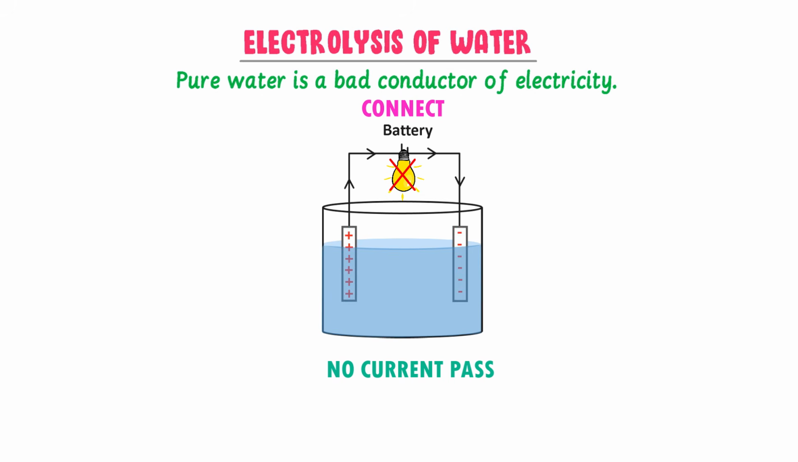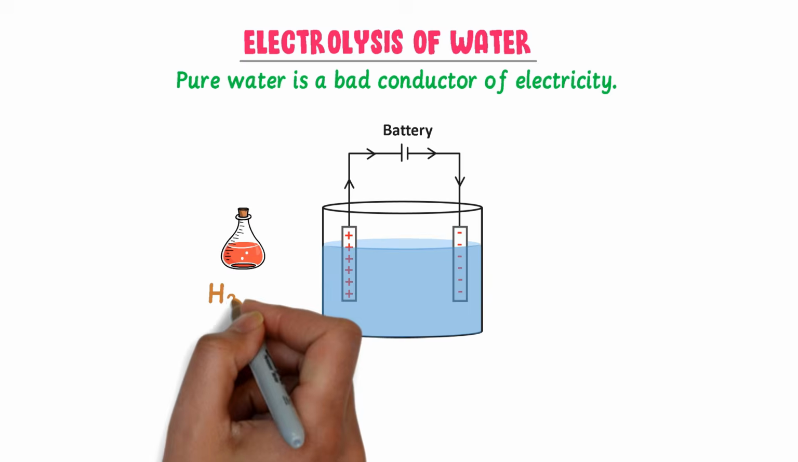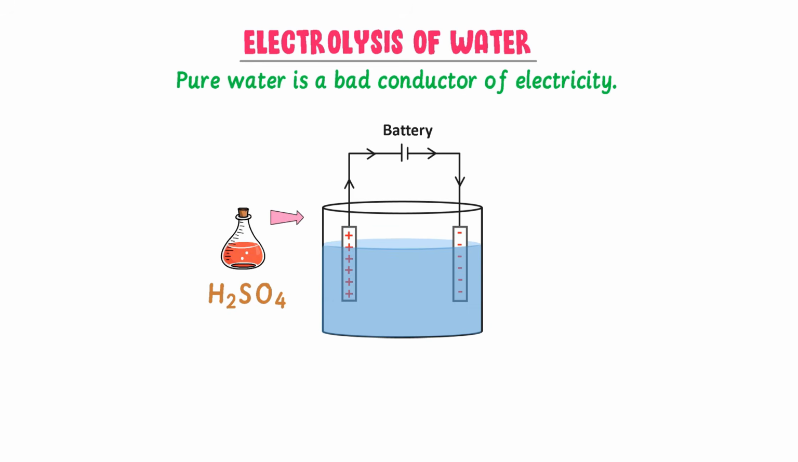If you ask me why, then the answer is simple. Pure water has no free ions to conduct electricity. It means that we cannot perform the electrolysis of pure water because it doesn't conduct electricity. So what should we do? Can you guess something? Well, we will add few drops of acid like H2SO4 to the pure water.